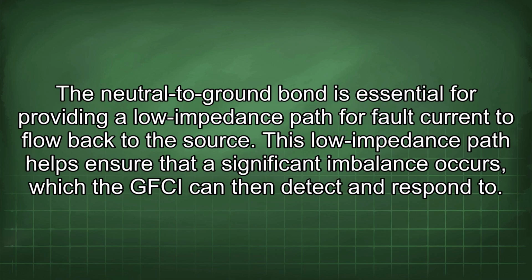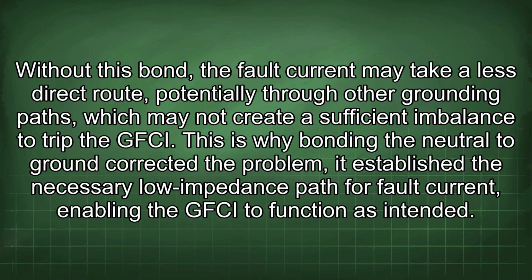The neutral to ground bond is essential for providing a low impedance path for fault current to flow back to the source. This low impedance path helps ensure that a significant imbalance occurs, which the GFCI can then detect and respond to. Without this bond, the fault current may take a less direct route, potentially through other grounding paths which may not create a sufficient imbalance to trip the GFCI.